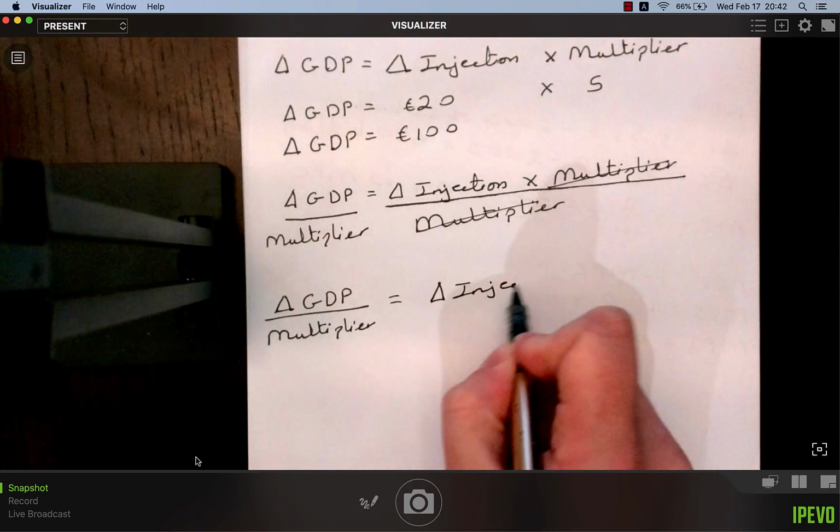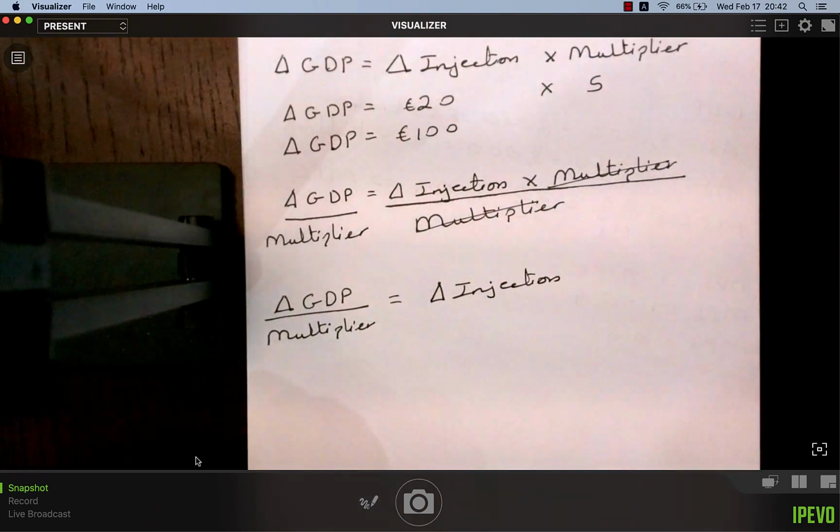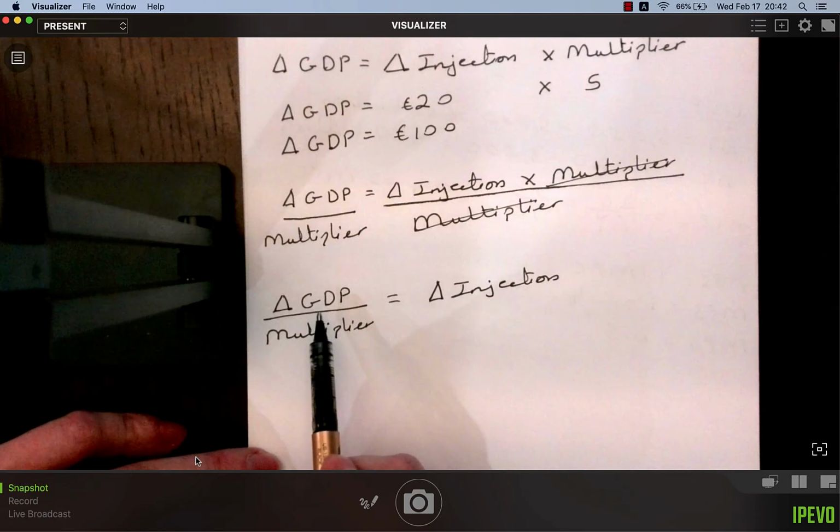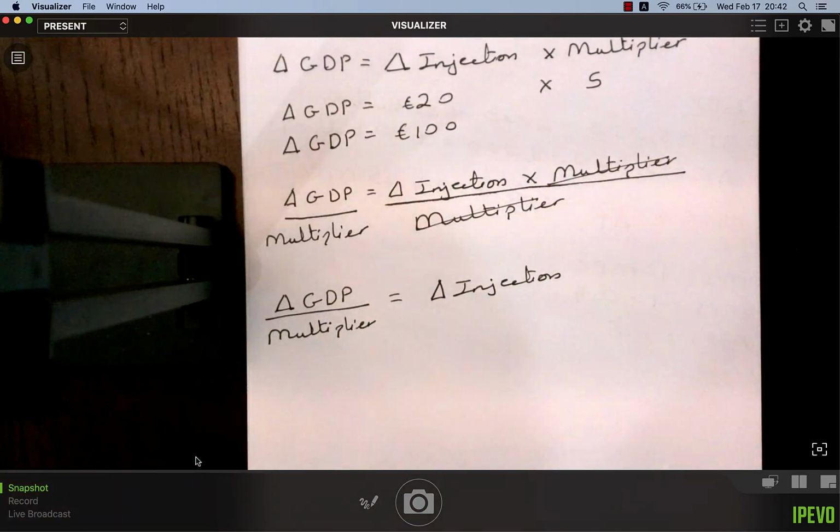Now, who's going to make that injection when we talk about fiscal policy later on? That's going to be the government. So if the government is trying to work it out, if they know the recessionary gap, and they want to engage in fiscal policy, spend more money, reduce taxes, and so on and so forth.